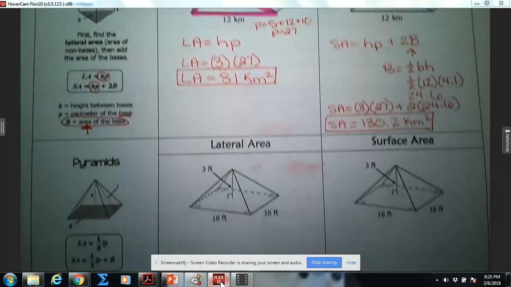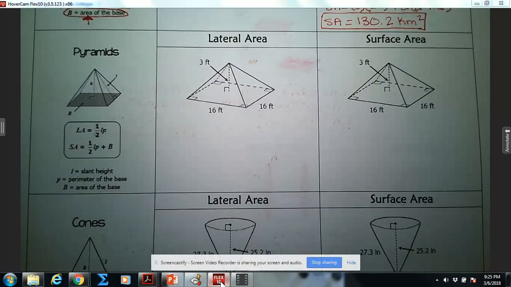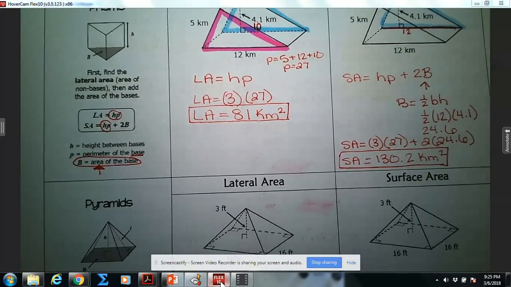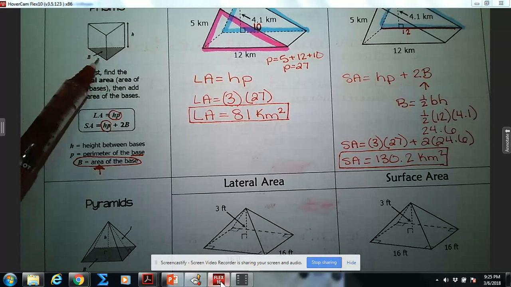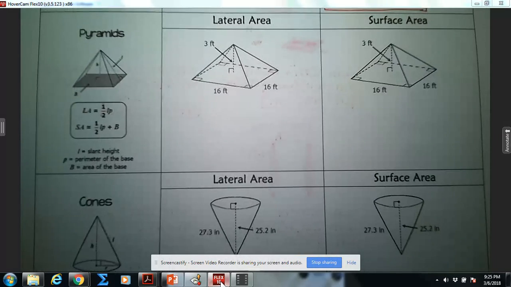All right, almost done. Okay, next we're looking at a pyramid. So the difference between a prism and a pyramid, if you take a look at the 2 pictures, is a prism has 2 parallel bases, where a pyramid only has 1 base and everything else comes to a point.